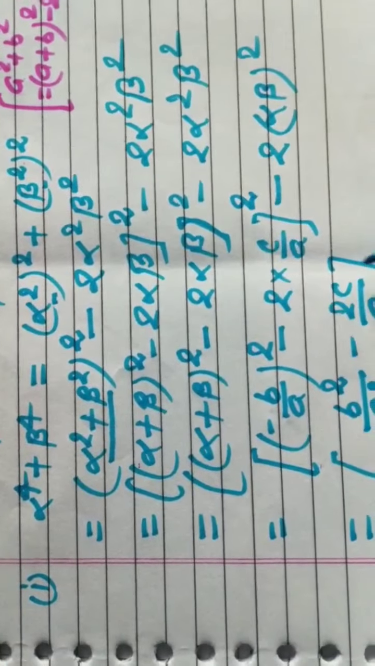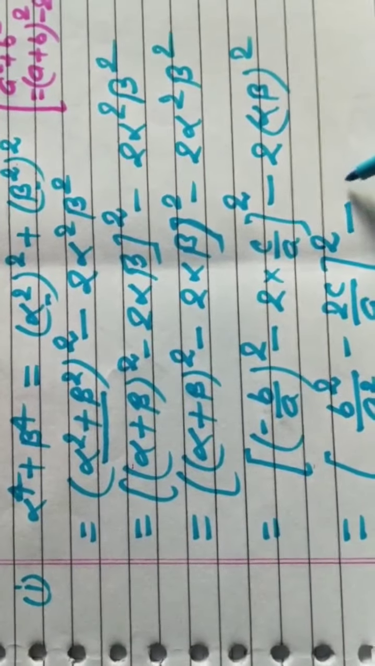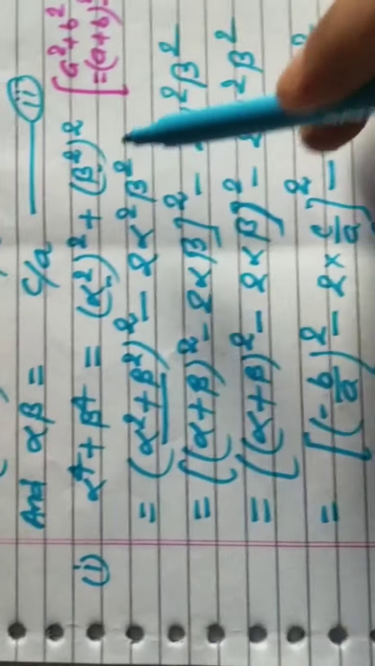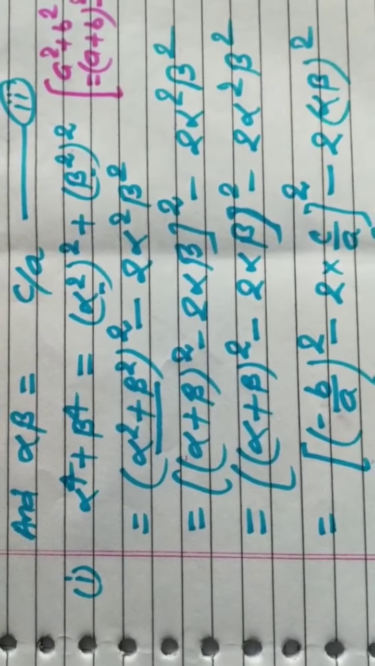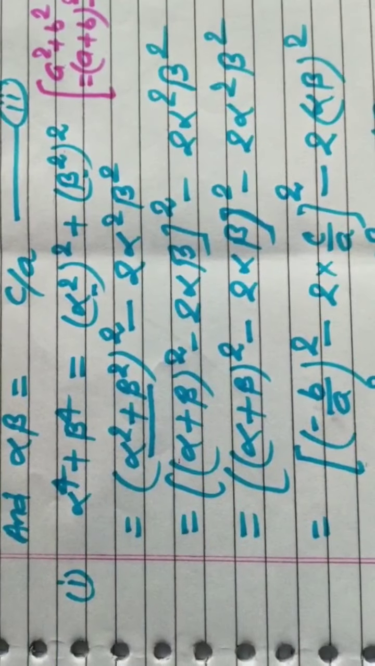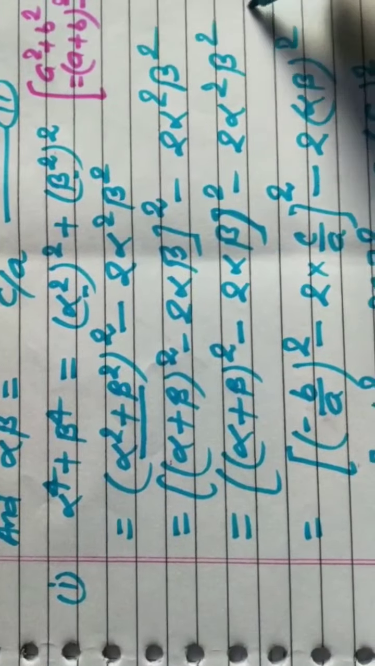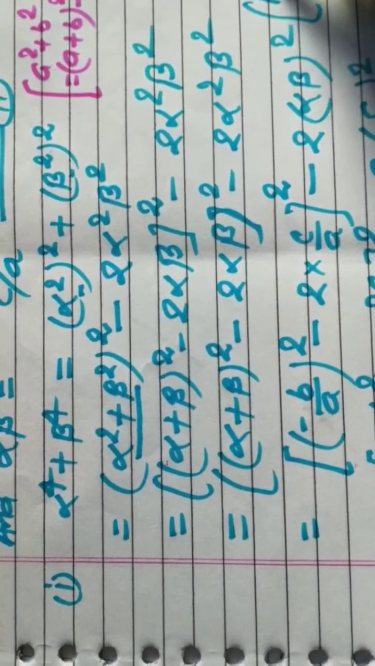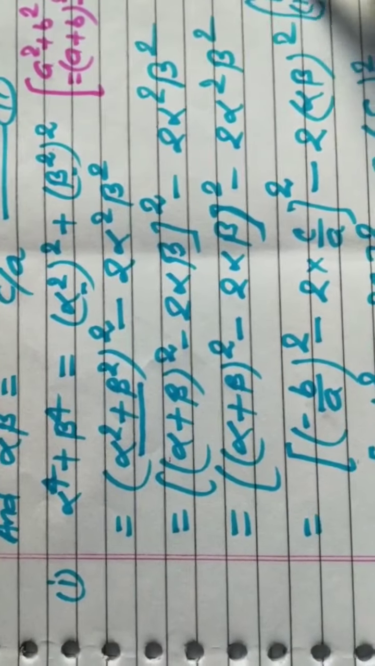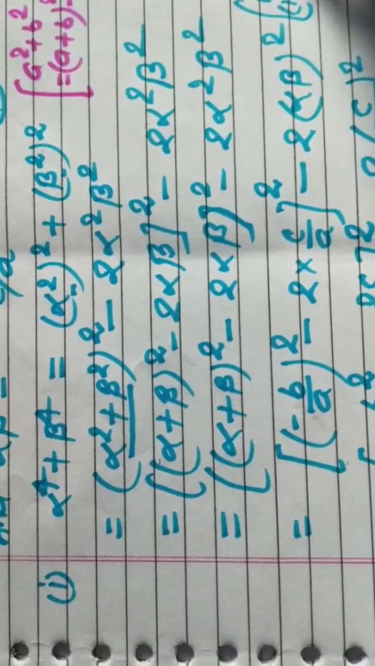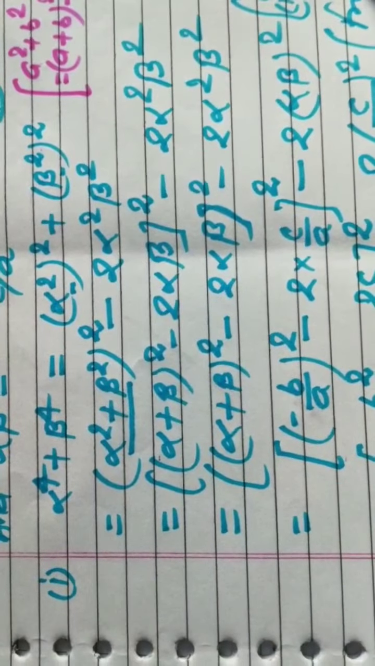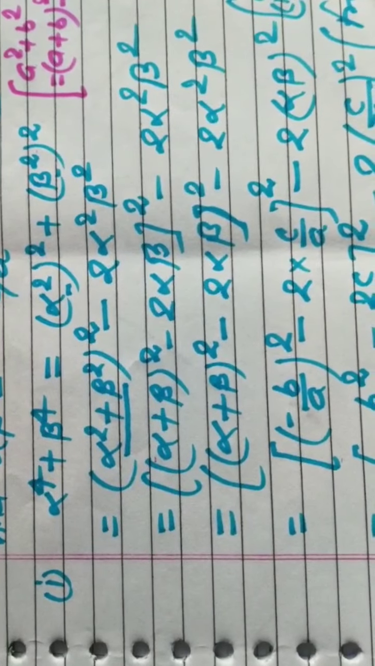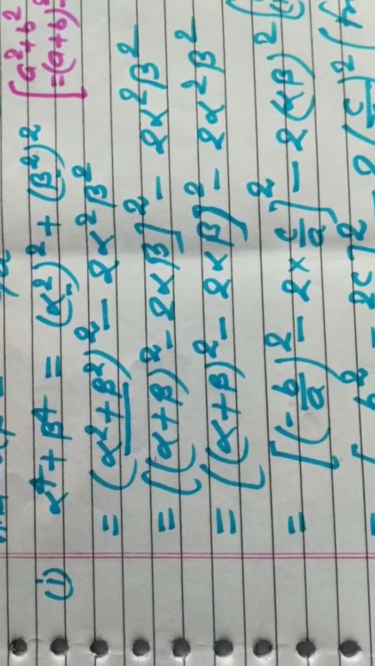The whole square is there. Whole square minus 2, and the value of alpha beta is c by a, (c by a) the whole square, from equations first and second.